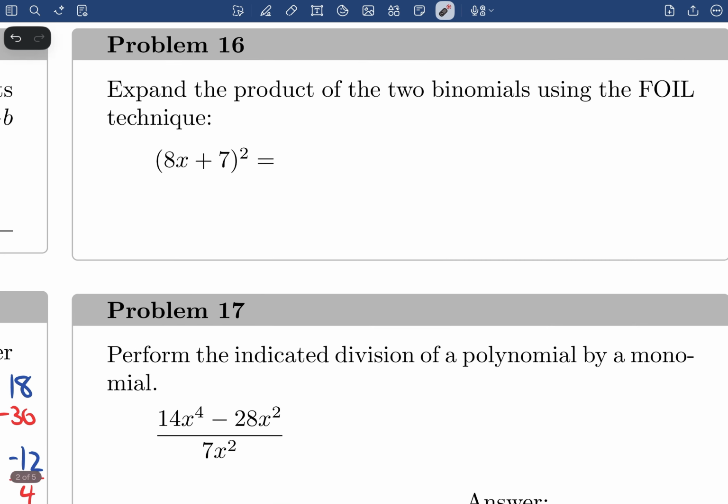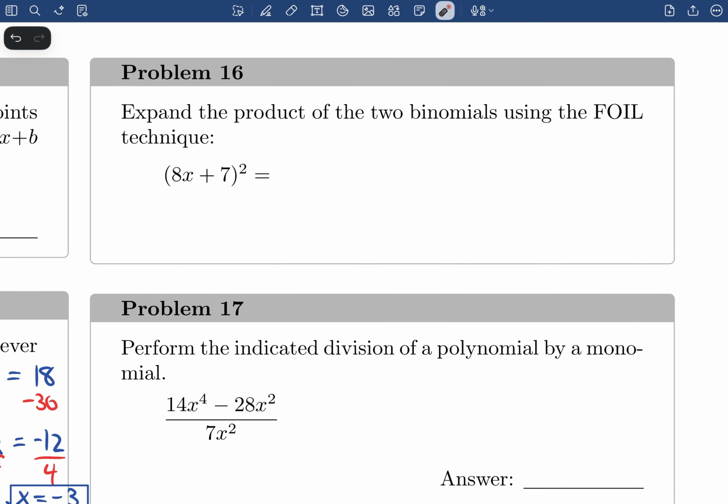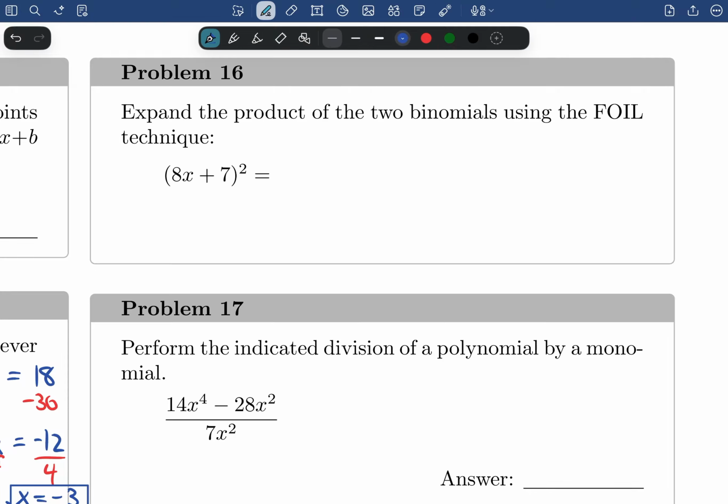Let's continue forward and let's begin talking about our skills from polynomials in chapter 5. Okay, so when I see a binomial squared, right, 8x plus 7 squared, the definition of squaring something is multiplying that thing by itself. What you'll want to do immediately is write 8x plus 7 times itself.